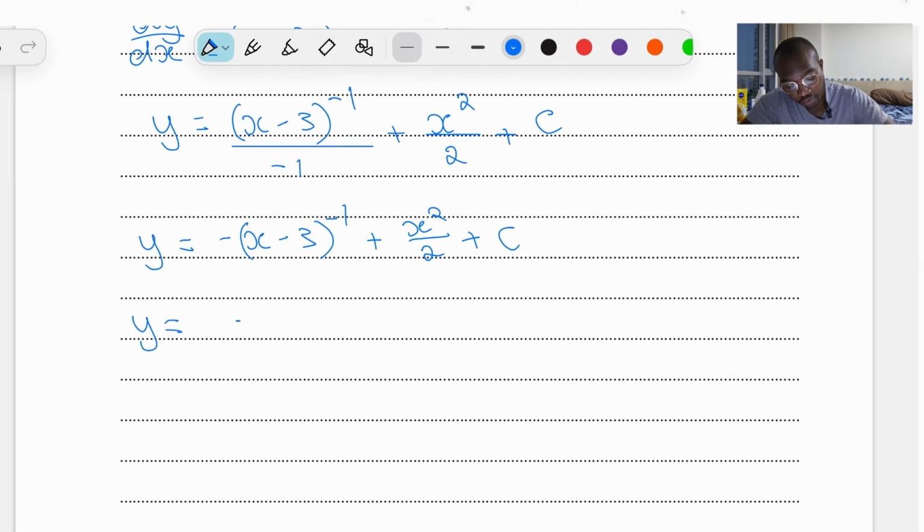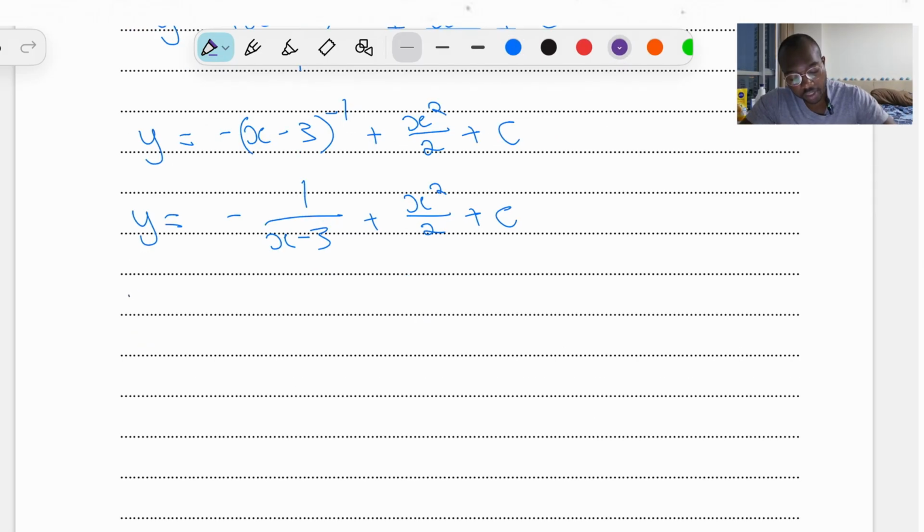Let's put this as a fraction. So y equals a minus 1 over x minus 3 plus x squared over 2 plus c. And we know what our values are. They tell us that when x is 2, y is equal to 7.